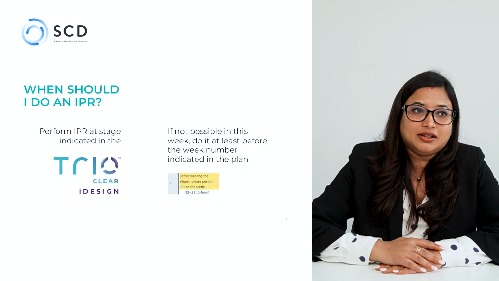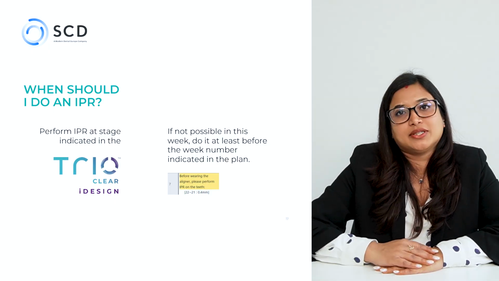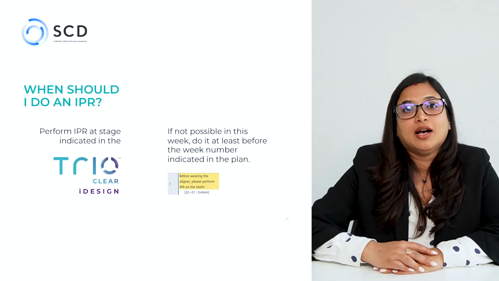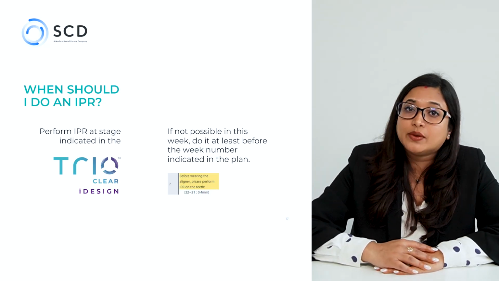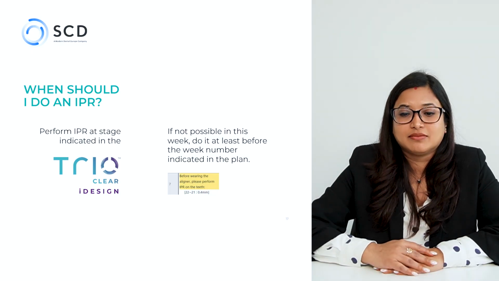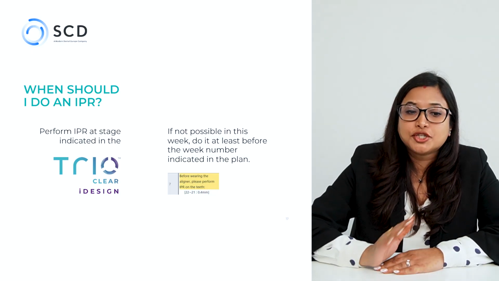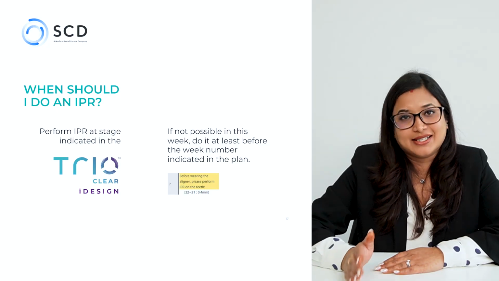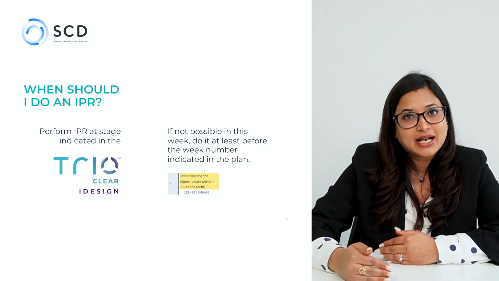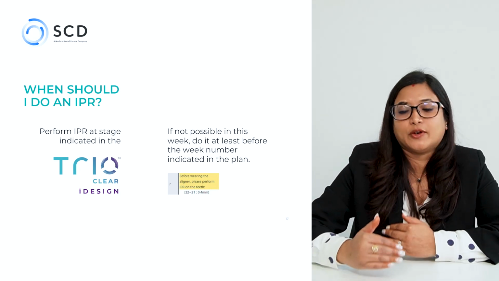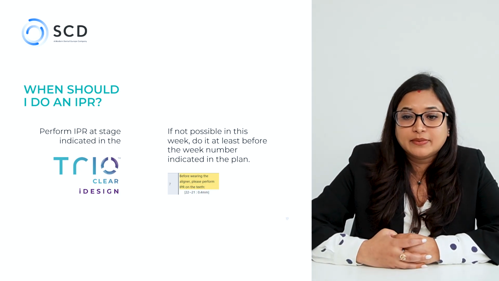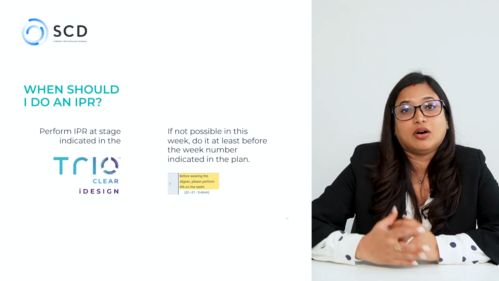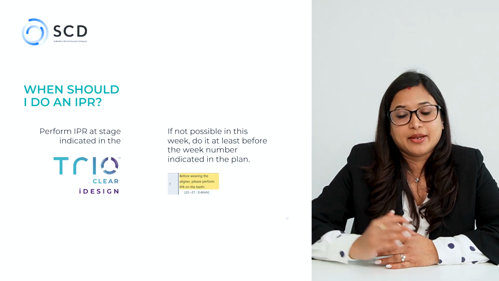Okay, so next step is, now we know what is attachment template and how do we place the attachments in the patient's mouth. How do we do IPR, which is also an equally important part of the TrioClear aligner system. We should do IPR only on the stages as indicated in the TrioClear design. It would be mentioned on the design as well as on the clinical card. Just follow that. If not possible in the same week, it is advised to perform it at least a week before the week you're supposed to do the IPR.